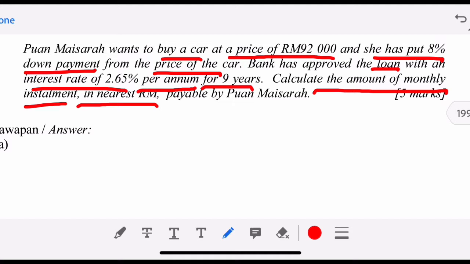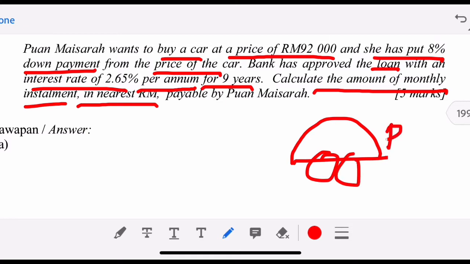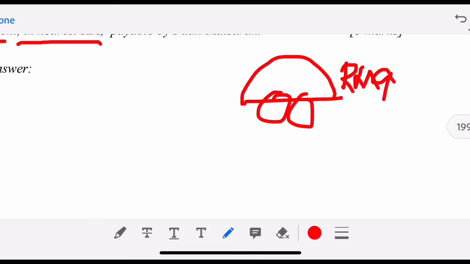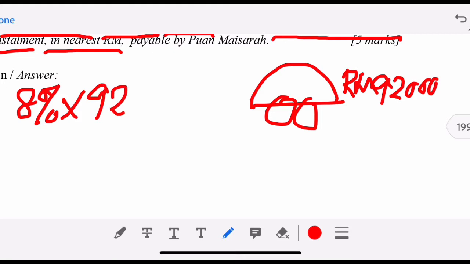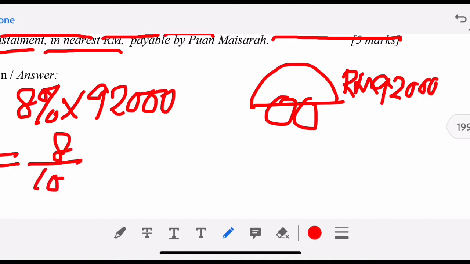So please highlight the important keywords. So let's say Puan Maisara want to buy a car, and this car cost is 92,000, right? 92,000. So Puan Maisara pay 8% as a down payment. So down payment we just write 8% times 92,000, the total price for the car. So if you calculate, the down payment is 8%.